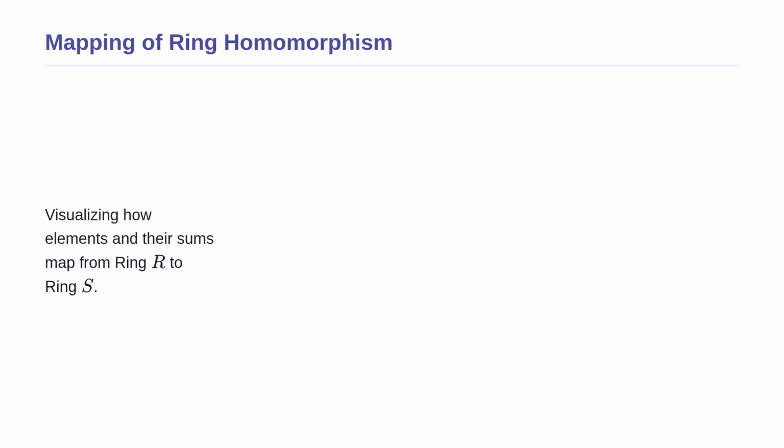Before we move on, let us see this with a concrete visual example. Here we are looking at a diagram of our two mathematical universes. On the left, we have ring R, and on the right, ring S. Notice the elements A and B inside ring R. When we add them together, we get a new element, A plus B.